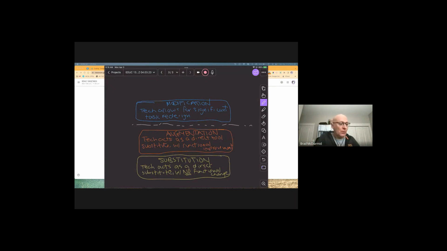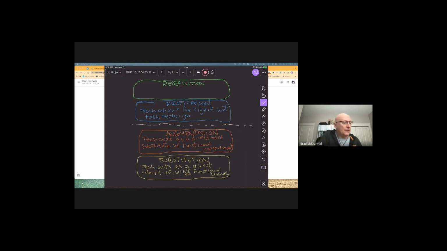Now, when we get to the redefinition stage or level, right up here, that's where we really get to the good stuff. Okay, pardon me for one second. Sorry, everyone. All right. This is the R in SAMR, and this is redefinition.